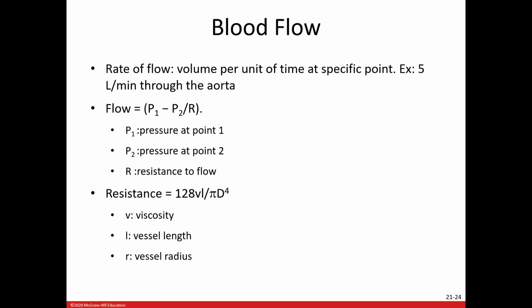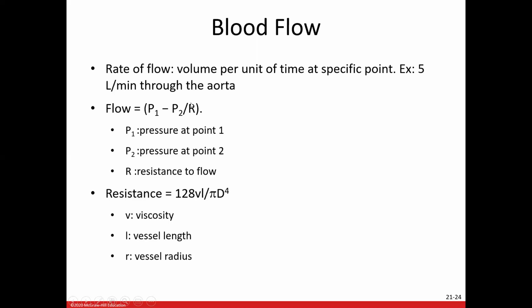And the blood flow itself is based on a couple of different variables. We have flow rate is equal to the difference in pressure from P1, the pressure at a point that we set, and P2, the second point we set for whatever structure we're looking at, divided by what is the resistance to flow. So resistance to flow is just the hindrance, the opposition to blood flowing through an object.